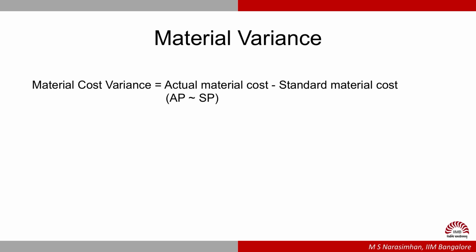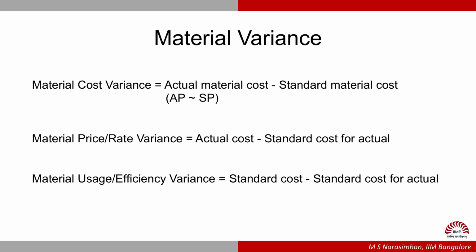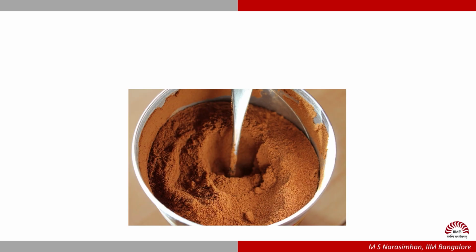The first variance is a material variance. The difference between actual material cost and standard material cost is a material cost variance. If you have a standard for actual, the difference between the actual and standard cost for actual is a material price or a rate variance. The difference between the standard cost and standard cost for actual is material usage or efficiency variance. Let us do an example.